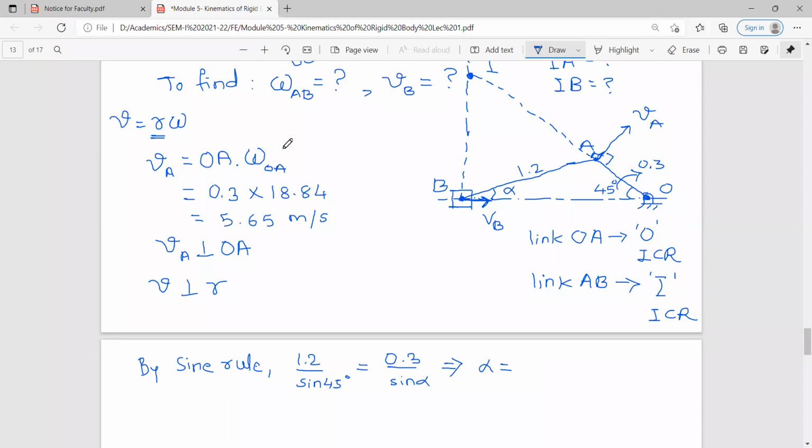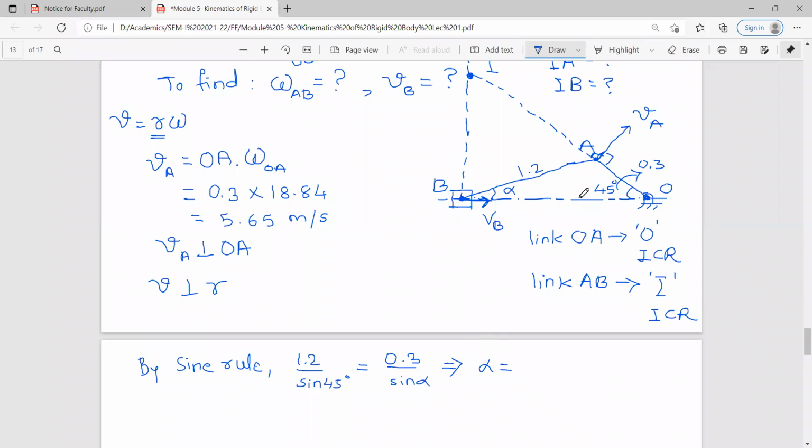Sir, for finding the ICR we have to take the perpendicular of the velocities of any two points, right? Yes. Sir, then what is this velocity perpendicular to? Velocity is perpendicular to the radius. You don't read it as velocity, you read it as direction. The direction of velocity of point A is perpendicular to the radius OA. So to find the direction of velocity, first we take a perpendicular to the radius, right? Yes, correct. Then we take a perpendicular to the velocity direction to find the point I. Yes, correct. Okay, understood.